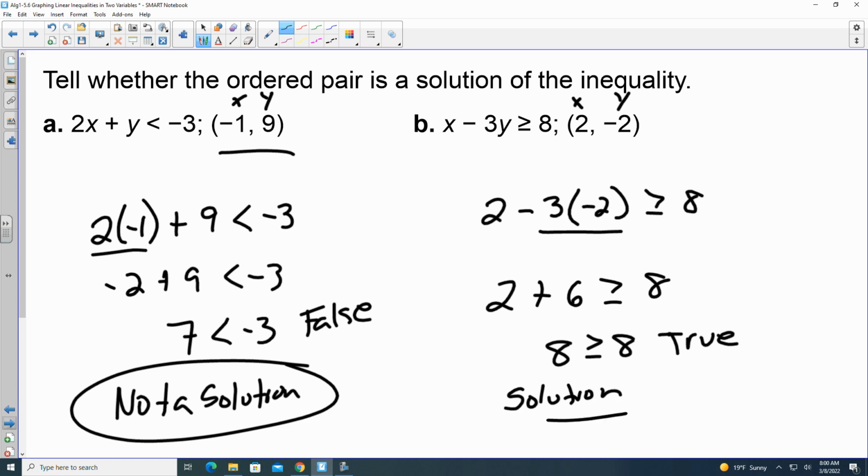The only way this would not be a solution is if we didn't have the equal sign here. So if it was like x minus 3y is greater than 8, that's where you would have a situation where, well, 8 is not greater than 8, so that would be a false statement. But since that wasn't the case, it was in fact a true statement.